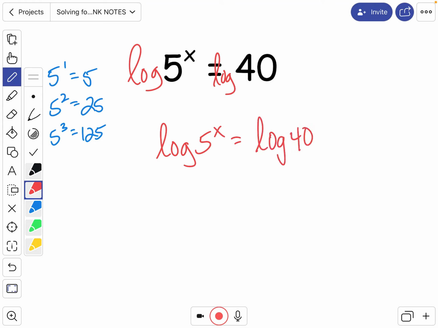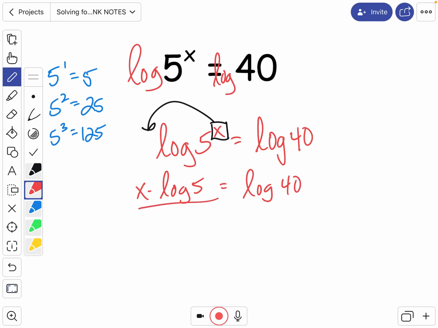So then what we've learned is that on a logarithm, if there's an exponent on the number, we can pull that out in front. And so we have x times log of 5 equals log of 40. And then we just divide both sides by log of 5. And so then we get x equals whatever that is.